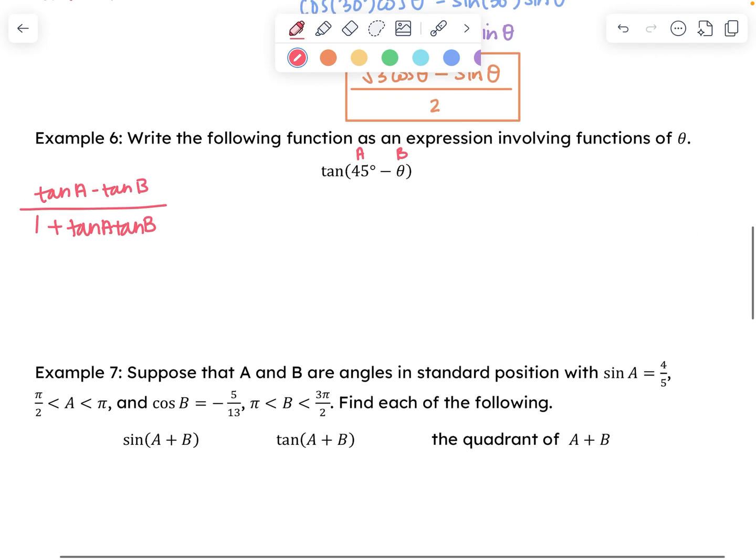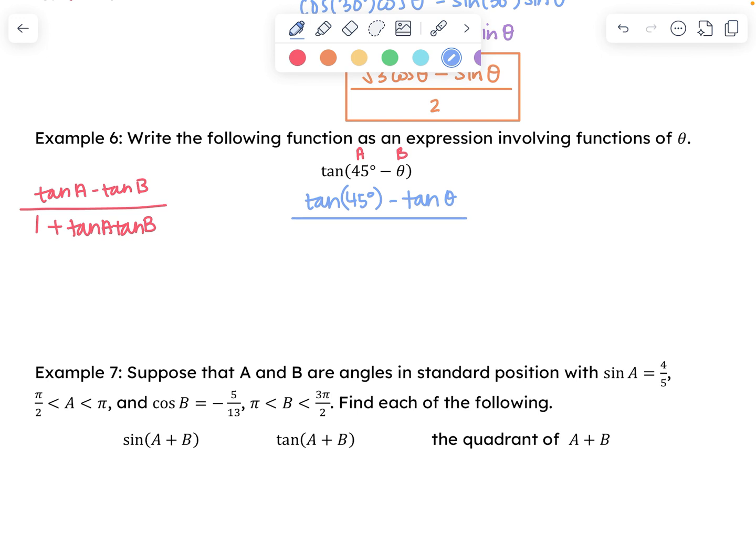So let's plug it all in. Tangent of 45 degrees minus tangent of theta over 1 plus tangent of 45 degrees tangent of theta. And we've got to figure out what that tangent of 45 degrees is. So remember, that's your y over your x if you're looking at the point on your unit circle. So if I'm looking at 45 degrees, my y value is the square root of 2 over 2, and my x value is also the square root of 2 over 2, which means it's going to simplify down to 1.